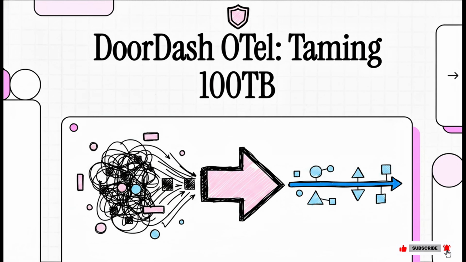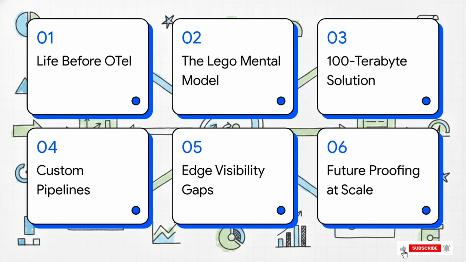Today, we're diving into exactly how DoorDash completely transformed their chaotic, siloed data pipelines into an incredibly unified powerhouse using OpenTelemetry. Honestly, it's a massive story of extreme scale, really smart engineering, and basically creating order out of pure data chaos. Here's our quick roadmap for today.